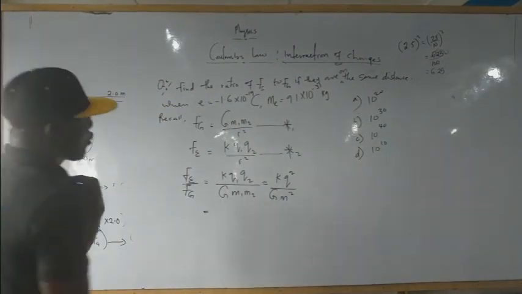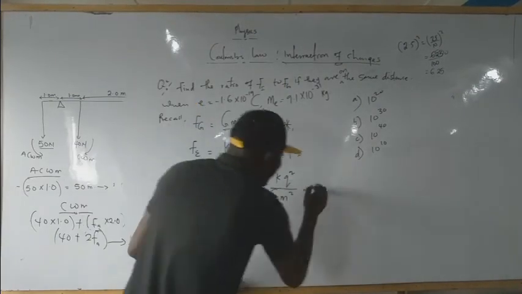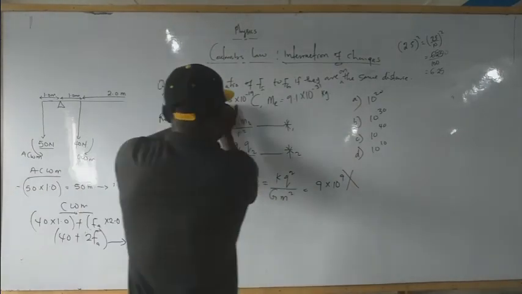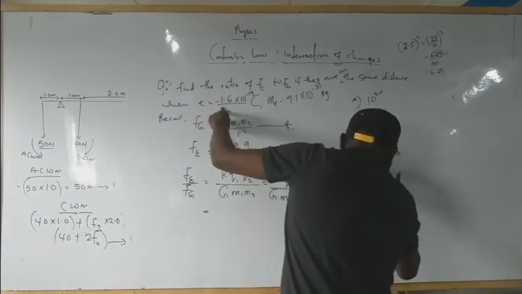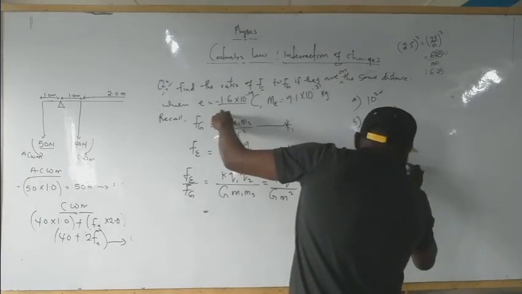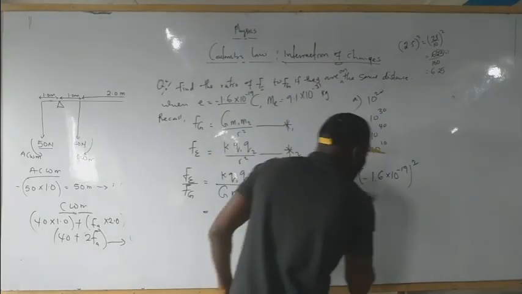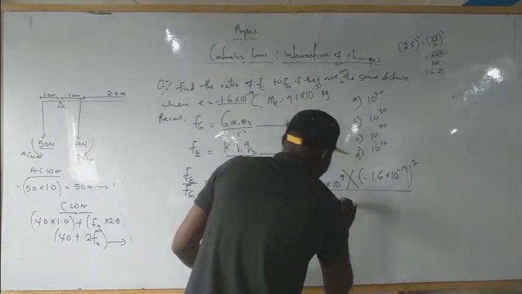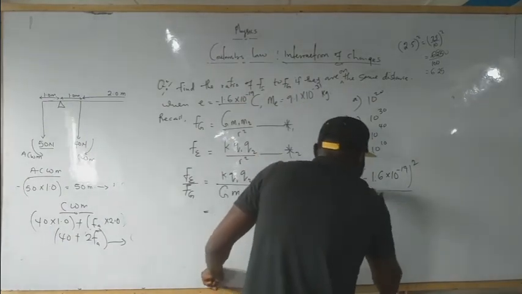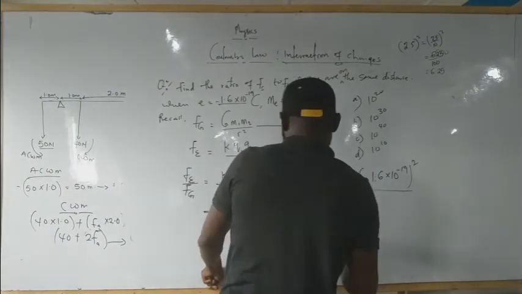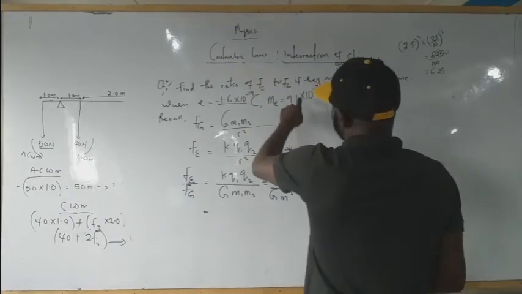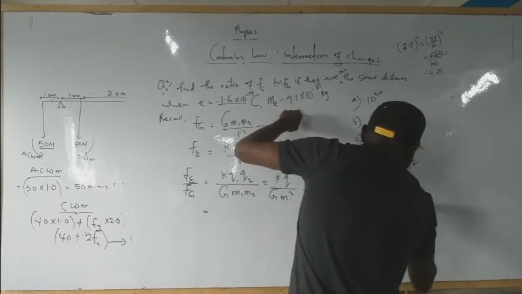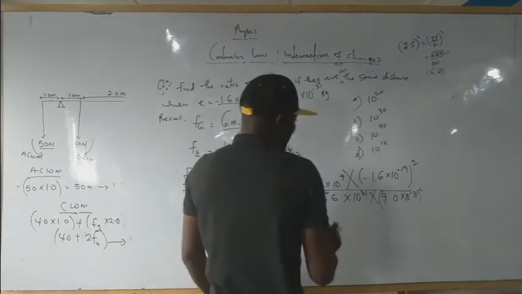Let's go there. So this will be equal to, what's the value of K? K is 9 times 10 raised to the power 9 multiplied by Q, the charge on the electron, minus 1.6 times 10 raised to the power minus 19, everything raised to the power of 2, over G, that is 6.67 times 10 raised to the power minus 11, times the mass of the electron, 9.1 times 10 raised to the power minus 31, all raised to the power of 2.